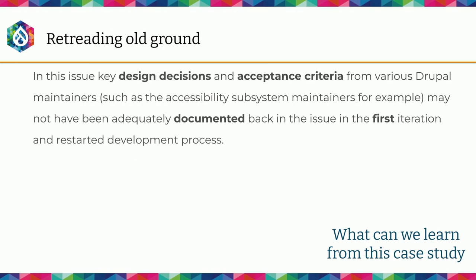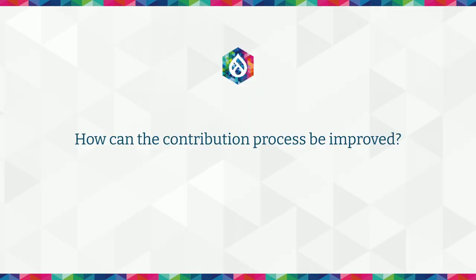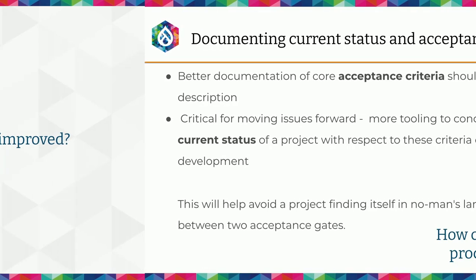And then we can see that if key design decisions and acceptance criteria were not documented in the issue, then people very often begin retreading all ground. Based on what we learned from this case study, how can the contribution process be improved? If we can eliminate reasons that lead to resetting review cycles, we can significantly increase velocity of contributions.